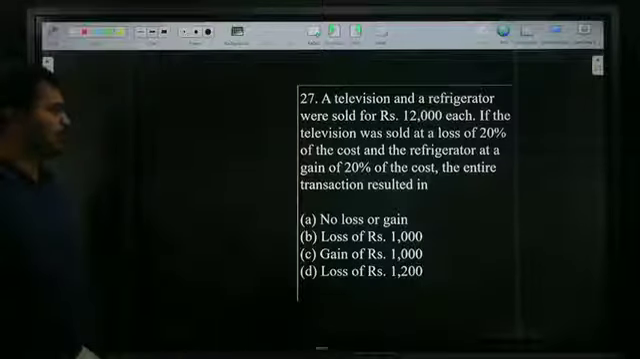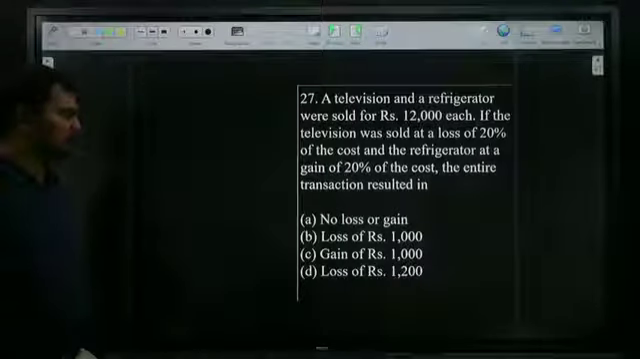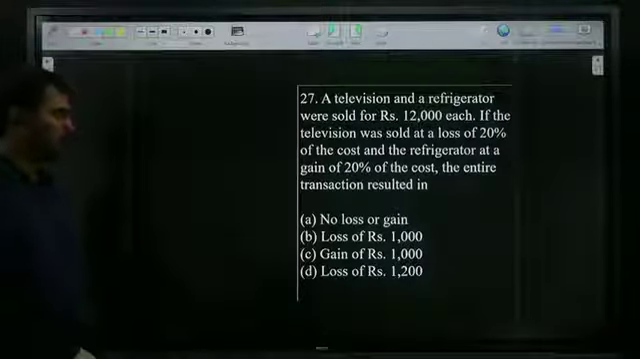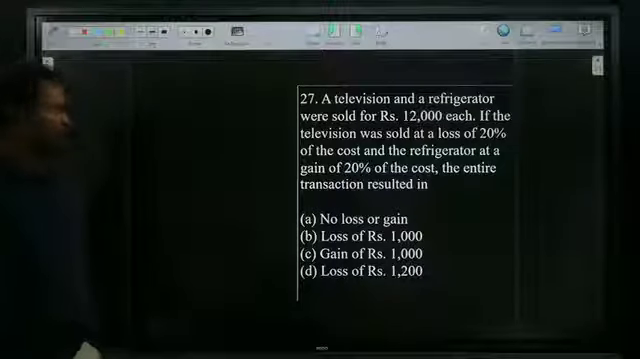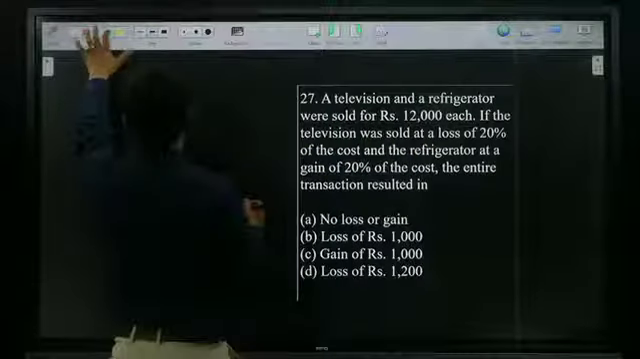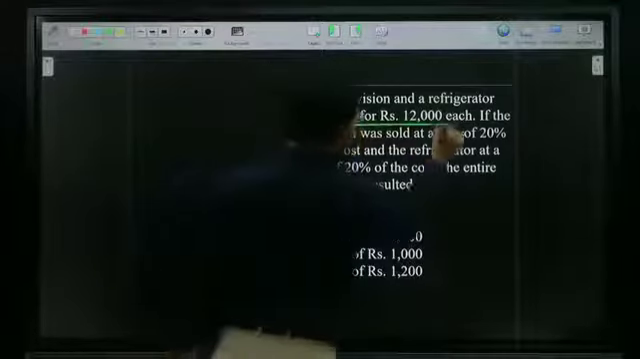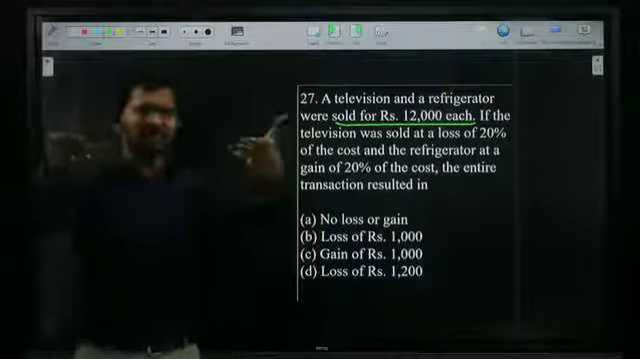A television and a refrigerator were sold for 12,000 rupees each. If the television was sold at a loss of 20% and the refrigerator at a gain of 20%, the entire transaction resulted in dash. So the television and refrigerator were sold for 12,000 rupees each. Just underline this, all of you. Sold for 12,000 rupees each is nothing but selling prices are equal.